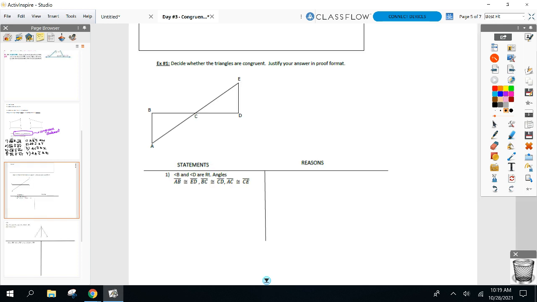Let's start. B and D are right angles. Mark them. I know it's been a while. B and D are right angles. Mark them. AB congruent to ED. What are you putting on your diagram? Hash marks on AB and ED. BC and CD, what are you putting there? 2, thank you. Don't put 1, put 2. BC and CD. AC and CE. Ooh, little triples, huh? 3 hash marks. We're getting crazy.